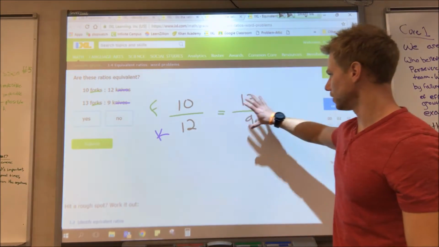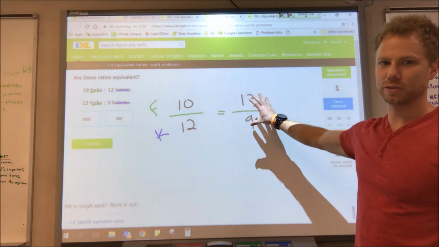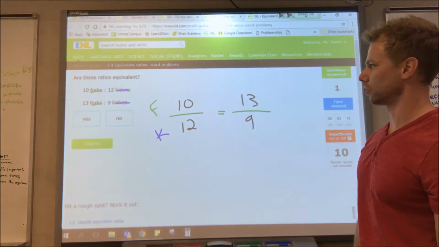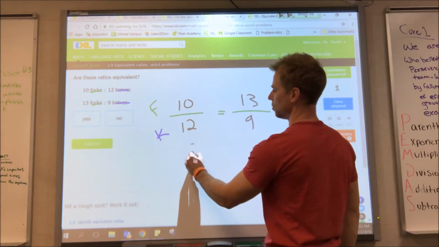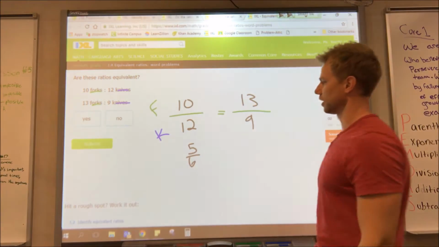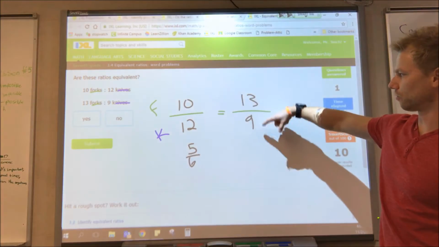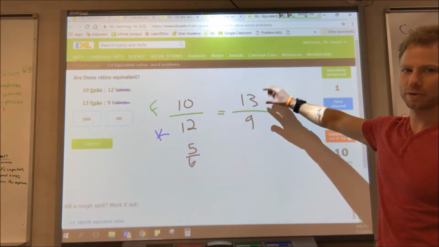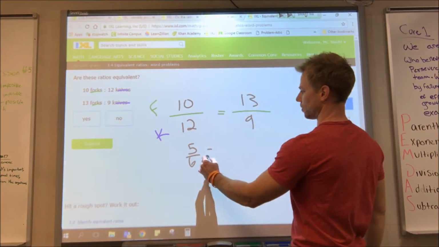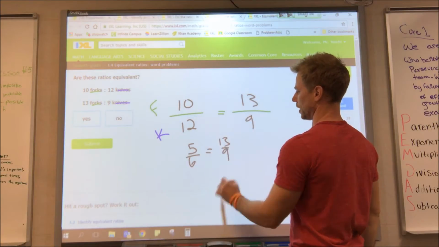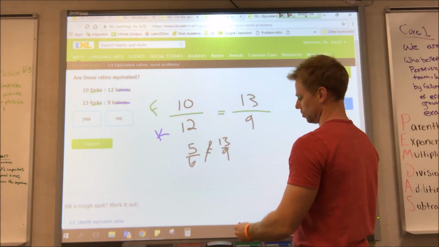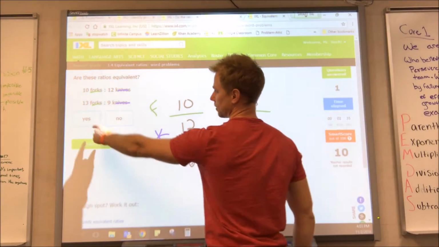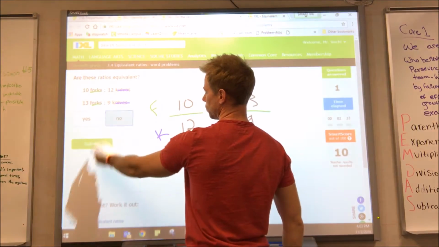Now if we can reduce these, we will, and if they equal to be the same, then the ratios are equivalent. 10 over 12, both of those are divisible by 2. That becomes 5 over 6. However, 13 over 9, 13 is a prime number, so I can't reduce it. So that stays 13 over 9. Okay, those two are not equal, so they are not a proportional relationship, so I would say no.